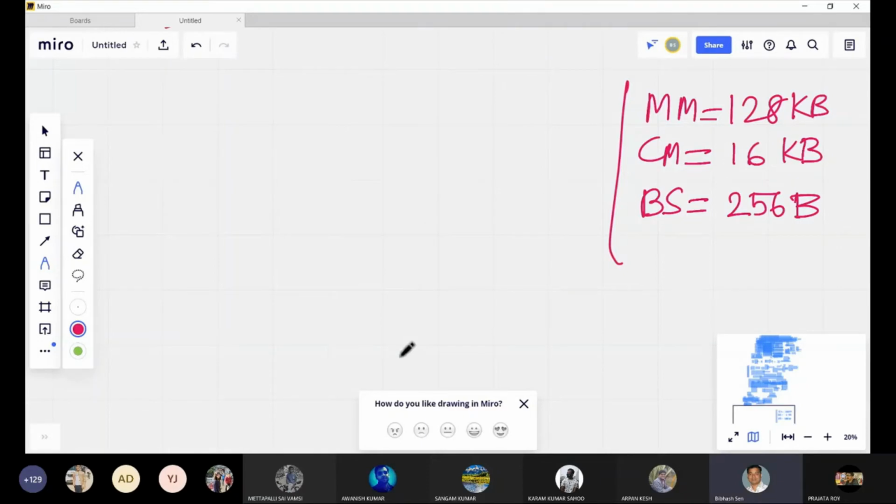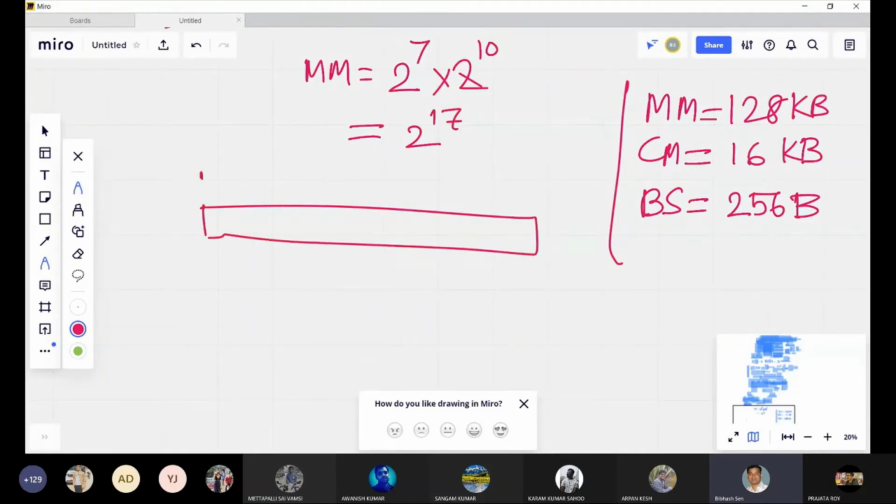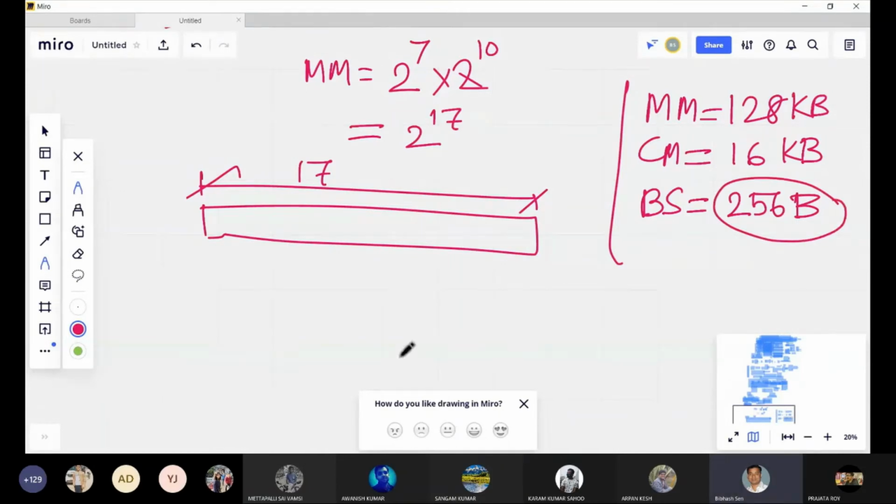Okay, now what is main memory? 2 to the power 7 into 2 to the power 10, can I write? Yes, sir. Then 2 to the power how much? 17. So this is my main memory address size, clear? Yes, sir. Now you know block size is 256 bytes, it means 2 to the power how much? 8.